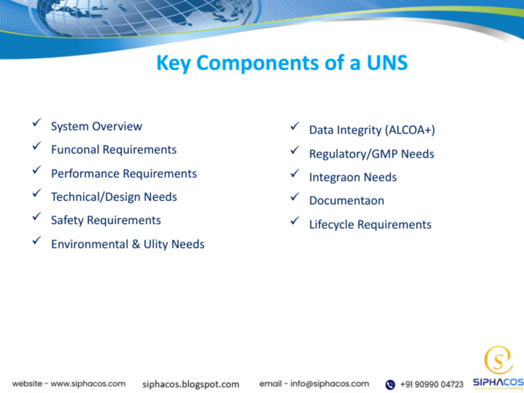Finally, let's talk about the key components of a unique system number, or UNS. This is essential for traceability, ensuring every system or piece of equipment can be uniquely identified throughout its life cycle, simplifying audits and maintenance. Bringing it all together, these points form the backbone of a compliant, reliable, and efficient system that supports our overall mission to deliver high-quality, safe products.